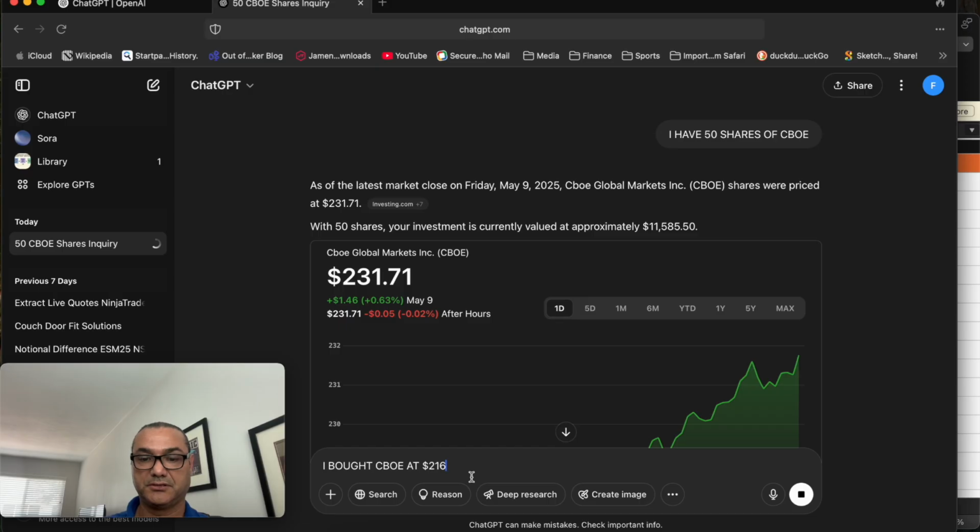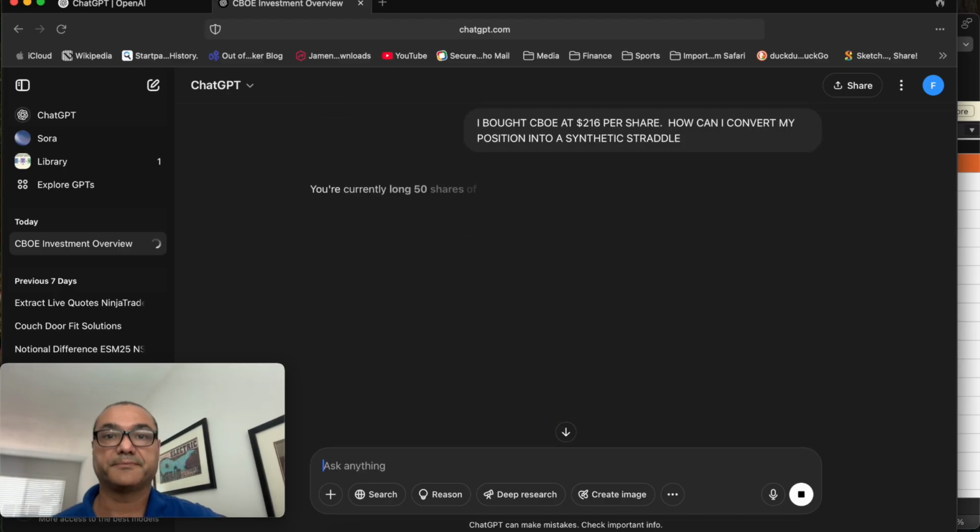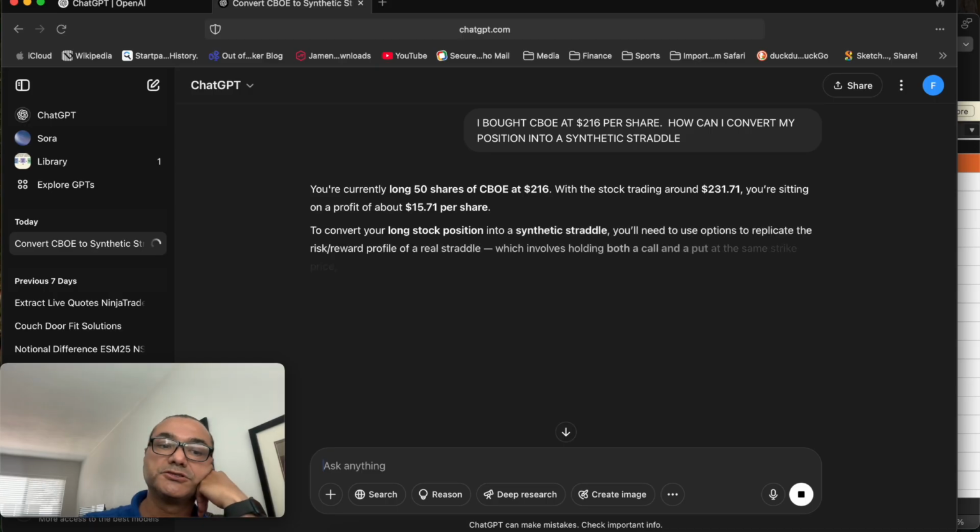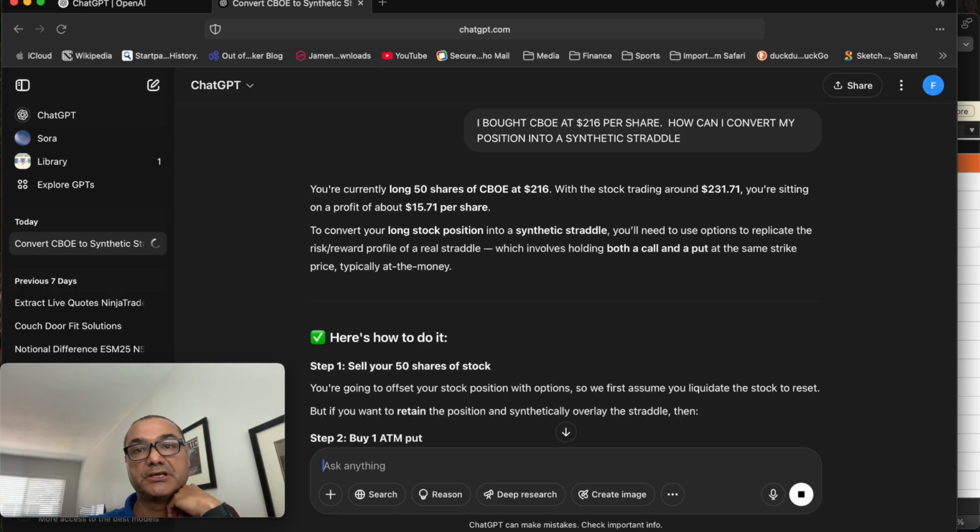$216 per share. All right. How can I convert this into a synthetic straddle? All right, so here we go. I bought 50 shares at 216 a share. How can I convert this position, current position, into a synthetic straddle? So I want to hedge off the risk to the downside. And what this trade does is, rather than make it directional, it turns it into a vol trade.